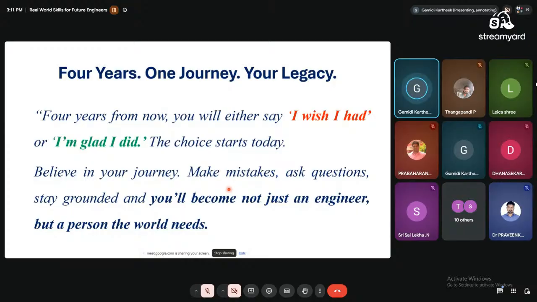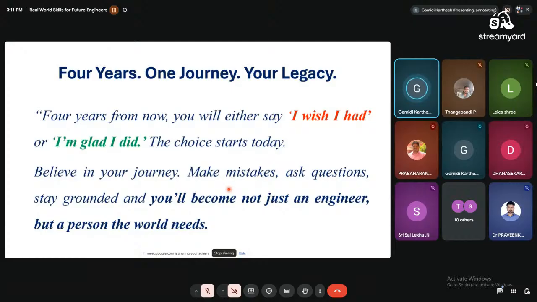Just graduating is not a big deal. You should become an engineer. You should become a good citizen. You should become a good professional. You should become a good family member. You should become a good friend. You should become a good person. You should become a good human being at the end of the day. Okay? And engineering will give you all these opportunities to become all these things.